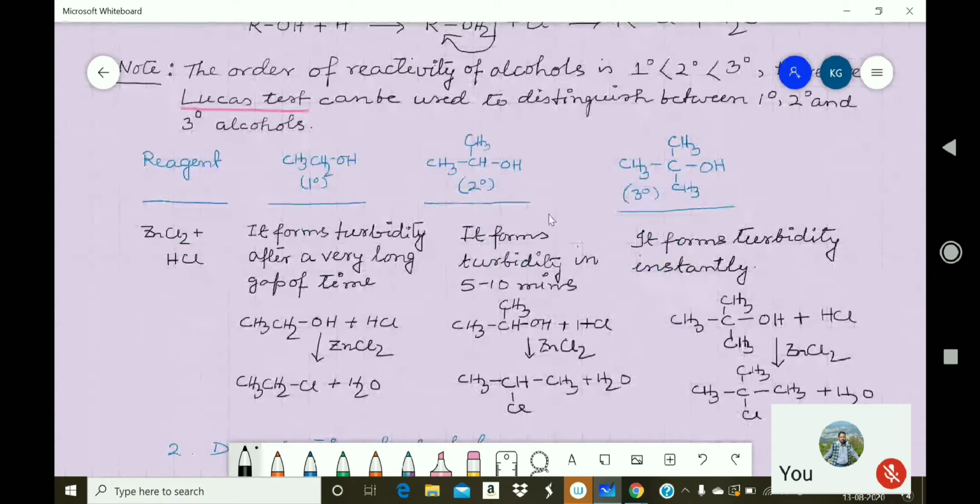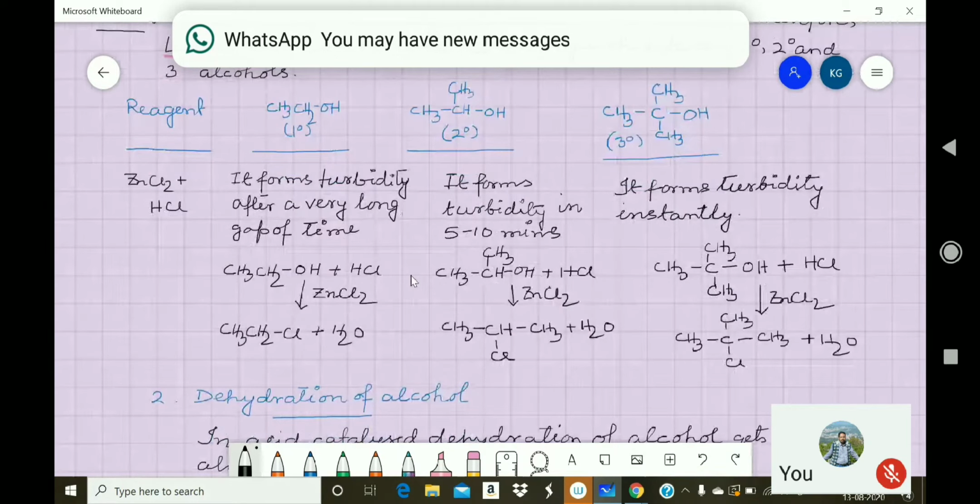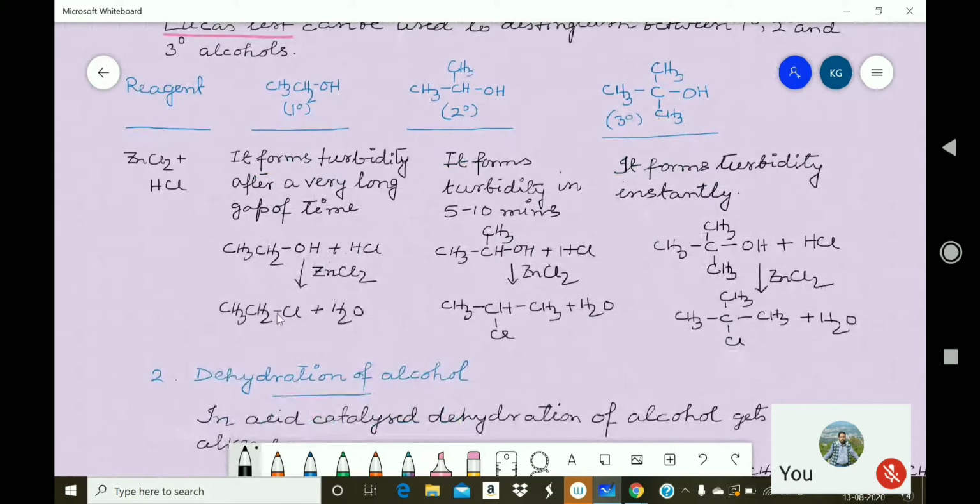We can take an example here: ethanol as primary alcohol, isopropyl alcohol as the secondary one, and tertiary butyl alcohol. If we use ZnCl2 and HCl, since the 1 degree alcohol is least reactive, with Lucas reagent the alkyl halide is formed very slowly. This ethyl chloride is formed very slowly, and in the aqueous medium, this alkyl halide is insoluble. Therefore, a turbidity is formed, but it takes a very long time.